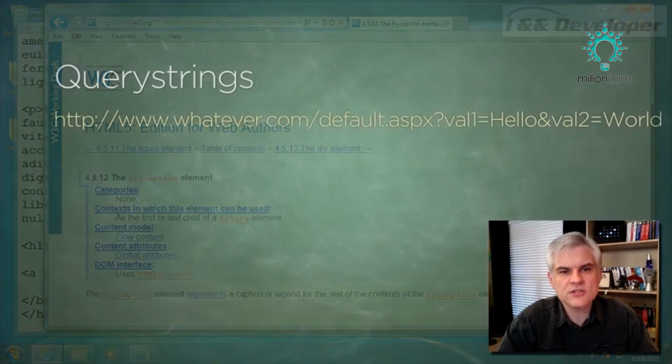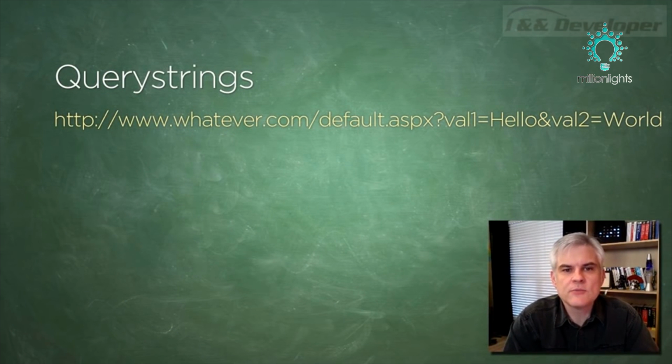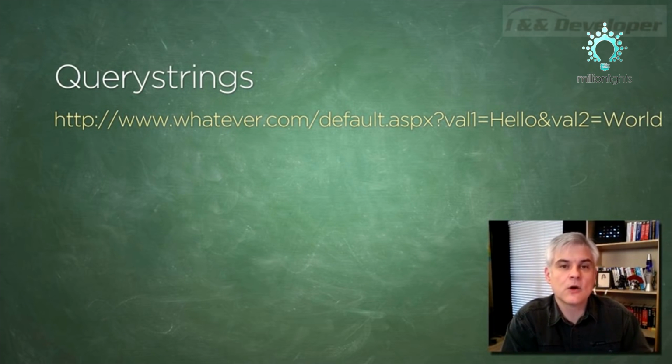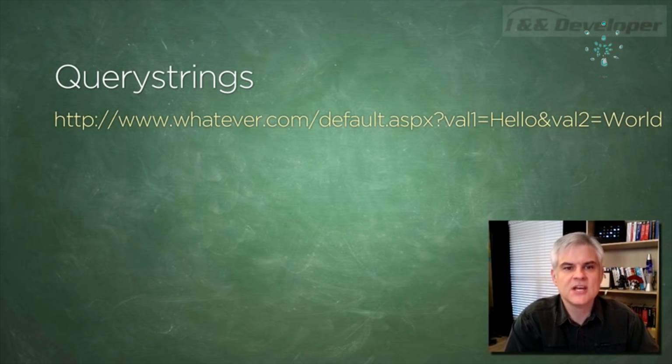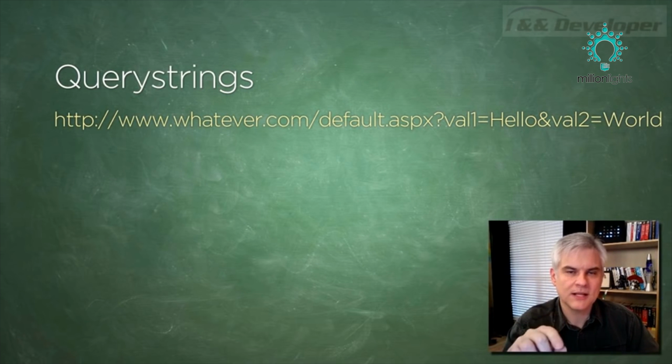But there's also a way to send name-value pairs in the URL, and that's called a query string. You're going to learn more about query strings whenever you learn ASP.NET as a means of maintaining state or passing values between two web pages. So you're going to see this type of URL often. Take a look at the URL on screen. www.whatever.com/default.aspx. Then there's a question mark, and then val1 equals hello, and then an ampersand, and val2 equals world. So let me explain what each of these things are doing.